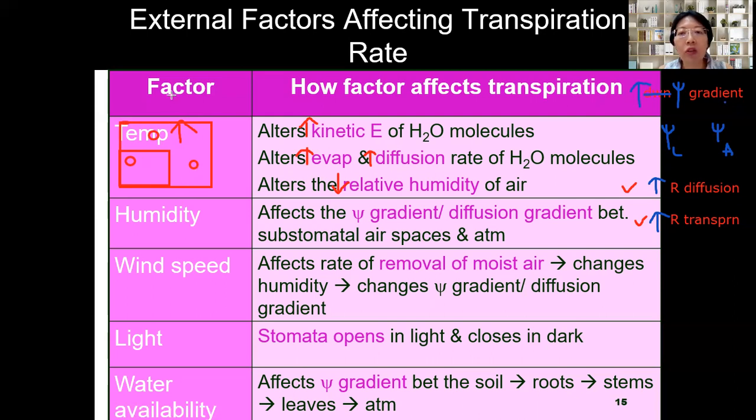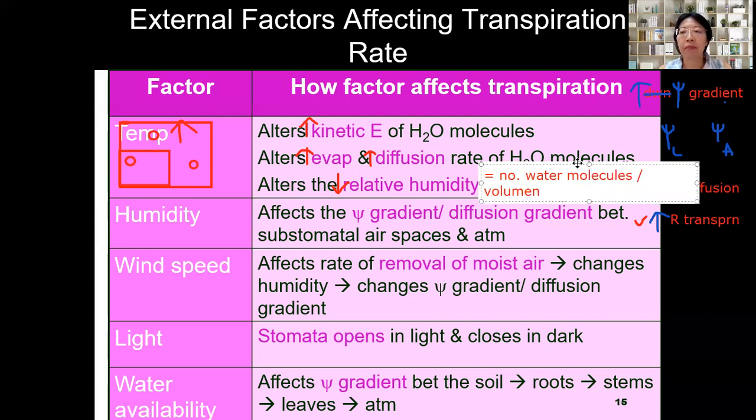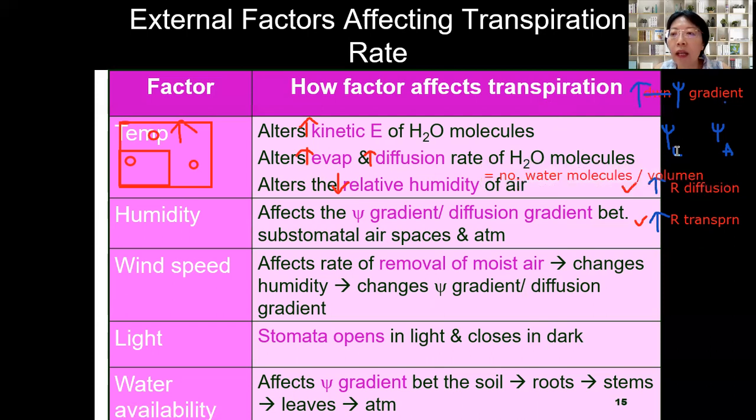Humidity is actually equal to the number of water molecules per unit volume of the air, right? So now the number of water molecules has dropped. So the relative humidity has dropped. So when the relative humidity has dropped, what happened to my water potential gradient between the leaf and the atmosphere?